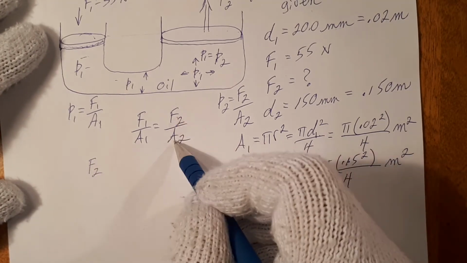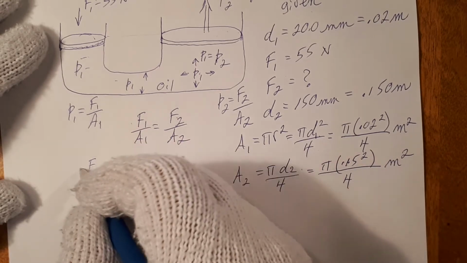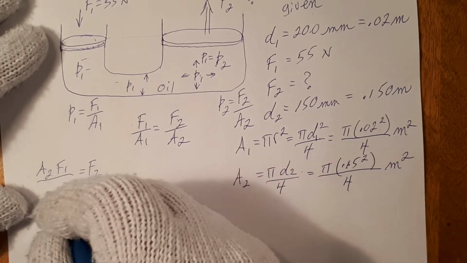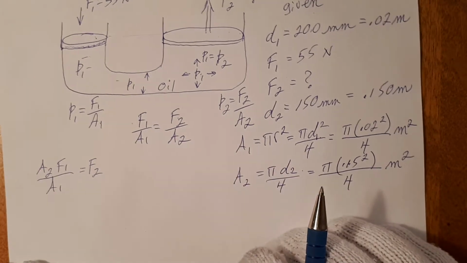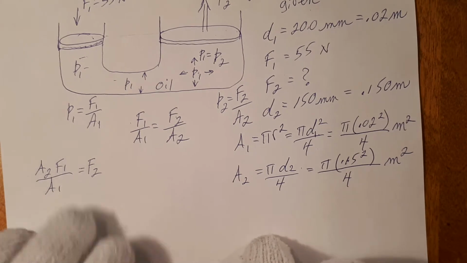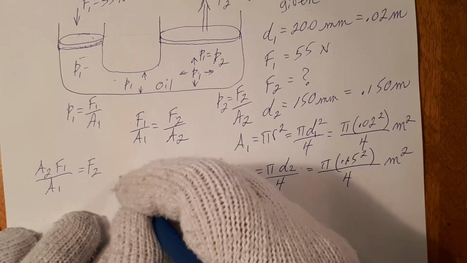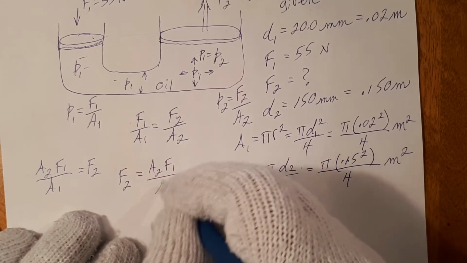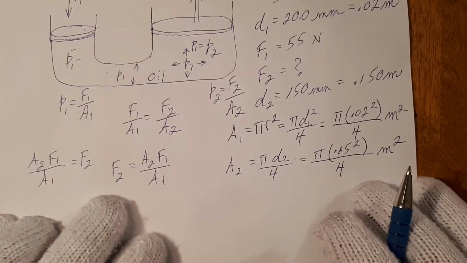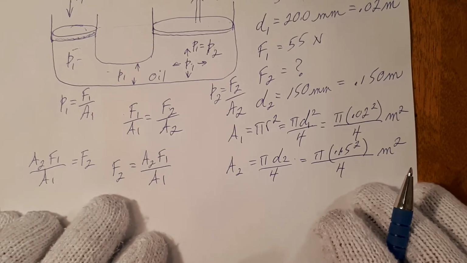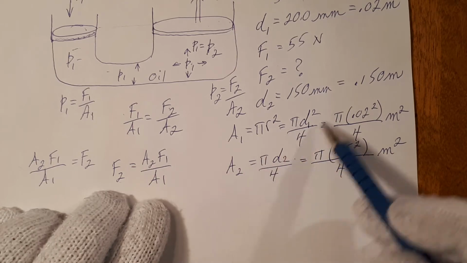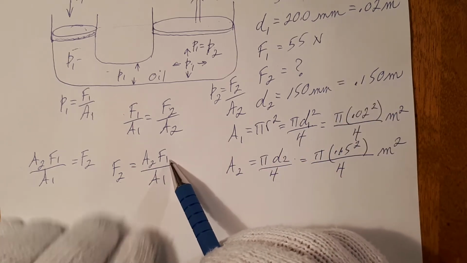Leaving F2 where it is, multiply the opposite side here times A2: A2 times F1 divided by A1. And just flipping this such that F2 is on the left-hand side. Force at 2 is equal to A2 F1 divided by A1. That's what I want to find. All of these I have, all these numbers, so it's just a matter of plugging in the numbers. So I'm going to do that next.